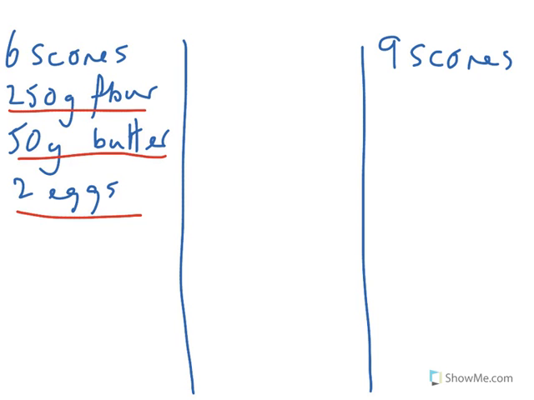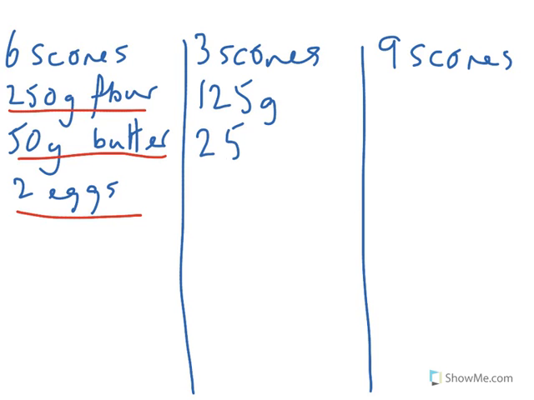Now, to go from 6 scones to 9 scones is quite difficult. So what we're going to do is break it down. We're going to work out what you would need for 3 scones. Now, to go from 6 scones to 3 scones, obviously that's only half. We've got to half all these ingredients here. So the flour, 250 grams, if we half that, you get 125 grams. If we half the butter, you get 25 grams. And the eggs, half that, only 1 egg. So that's what you would need for 3 scones.